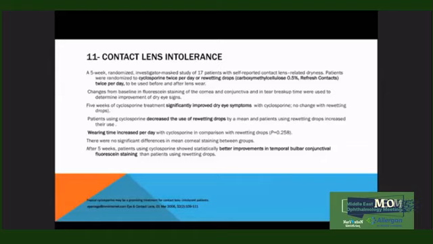The patients had better contact lens wearing time, which was increased per day. There was, however, no significant difference in the mean corneal staining between the two groups. However, after 5 weeks, the cyclosporine treated patients showed statistically better improvements in temporal bulbar conjunctival fluorescein staining as compared to the patients using rewetting drops.